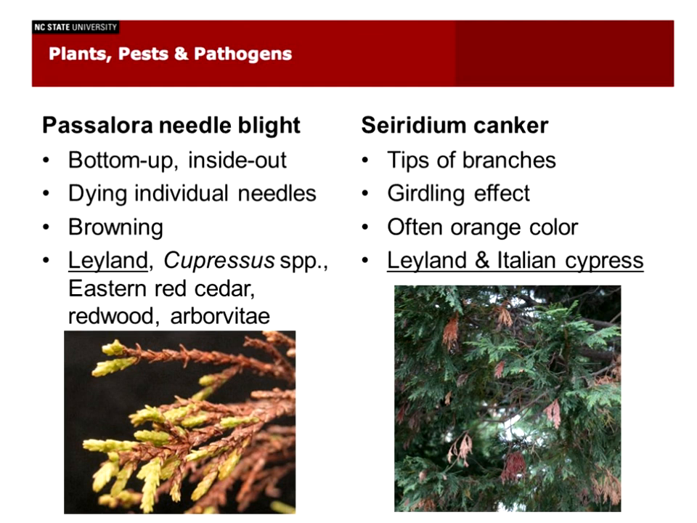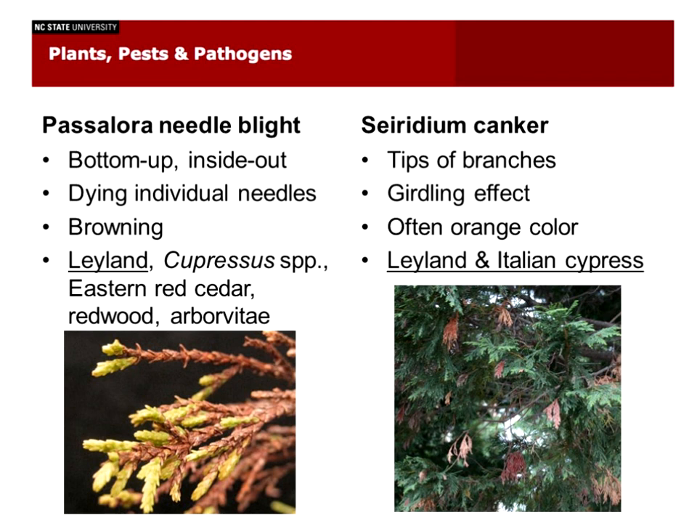Although you saw that picture from the golf course where fairly new needles were affected, you also saw some of the very newest growth coming out green, as you can see on the Monterey cypress in the lower left picture. Seiridium canker on Leyland or Italian cypress, those are the main hosts that we see it on, will cause the tips of the branches to die because of the girdling effect of the fungal infection. And these often take on an orangish cast once they die.